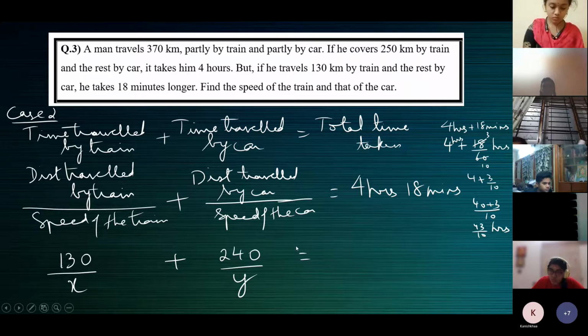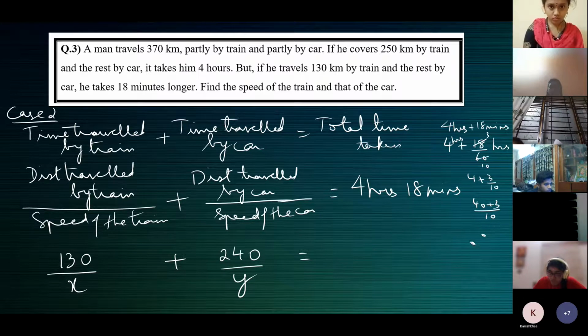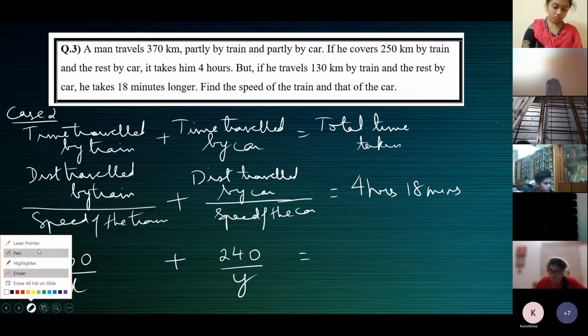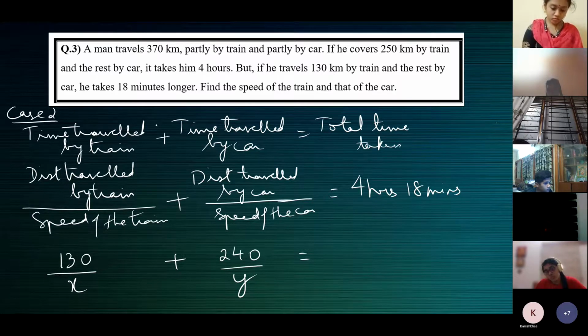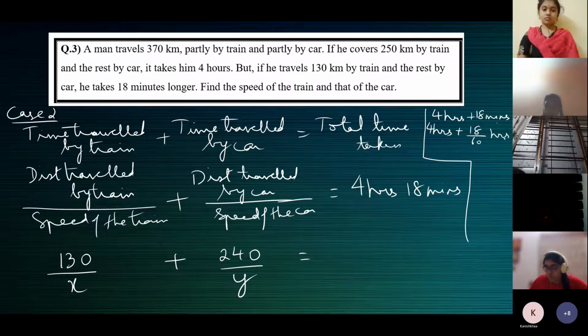I'll work it again just in case some of us did not understand. One minute. This is your rough work. I'm telling you again, please listen. We cannot add numbers with different units, but we can add numbers with the same unit. So 4 hours and 18 minutes, I cannot add them directly. Let 4 hours be 4 hours, and let's convert 18 minutes to hours. So 18 by 60 hours. You should divide by 60.